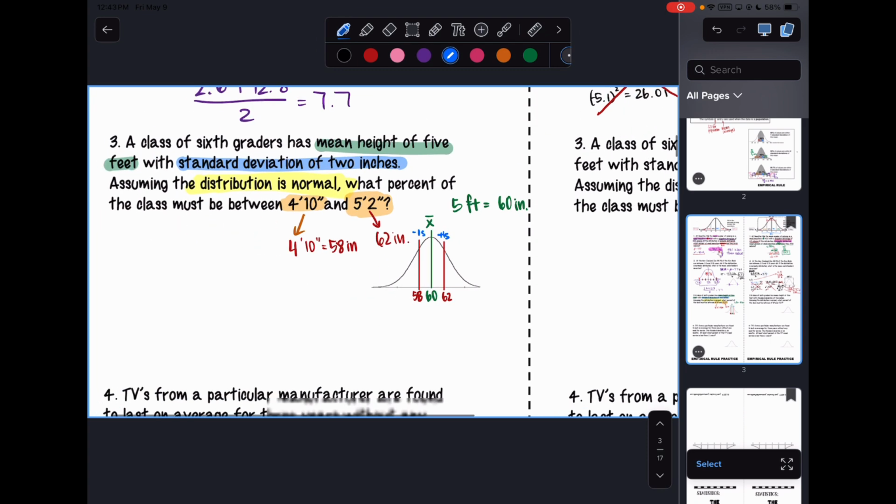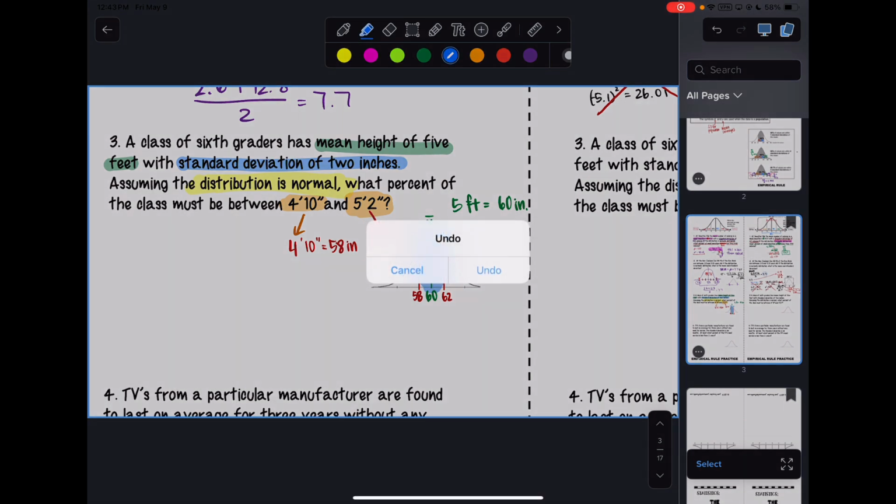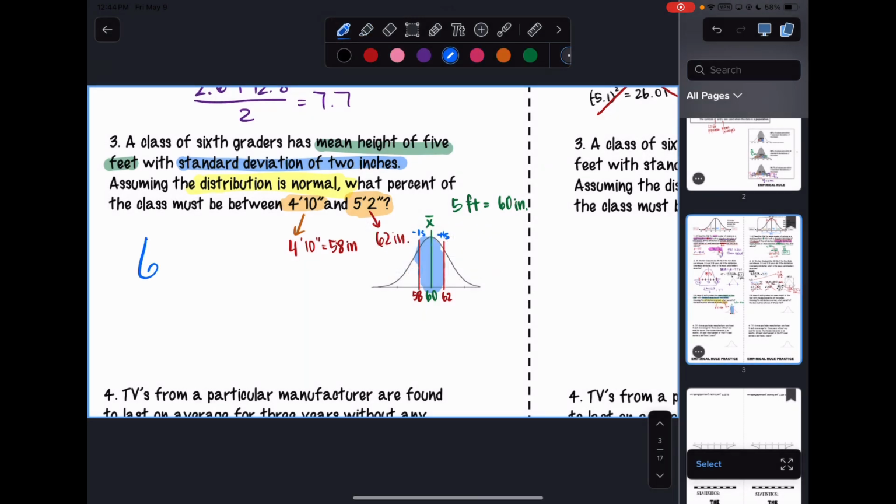We want to know what percent of the class must be between those two, meaning I'm asking you, what's the percentage here? Didn't even need to do that much math, right? Because we knew this part is true, it was easy to figure out one standard deviation above, one standard deviation below, 68%. So that percentage is going to be the same, right? As long as the distribution is normal.